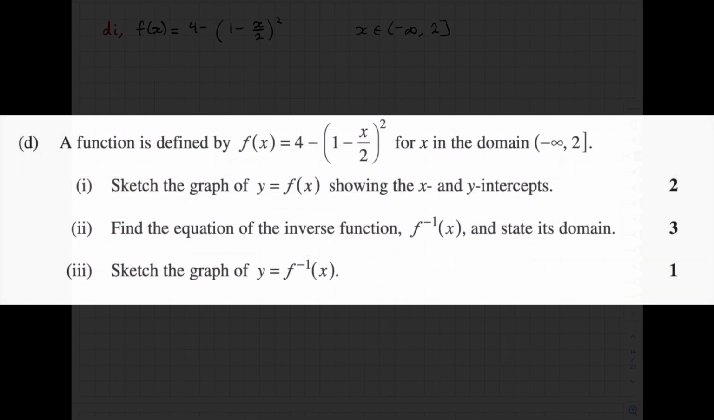Part D. A function is defined by f of x equals 4 minus (1 minus x on 2) squared, for x in the domain minus infinity up to 2, and we're including 2. Part I says, sketch the graph of y equals f of x showing the x and y intercepts.